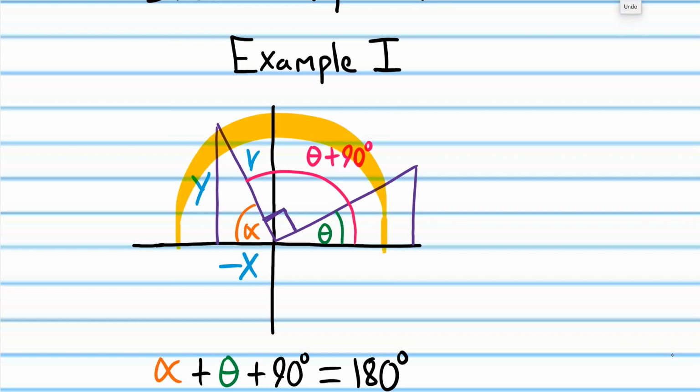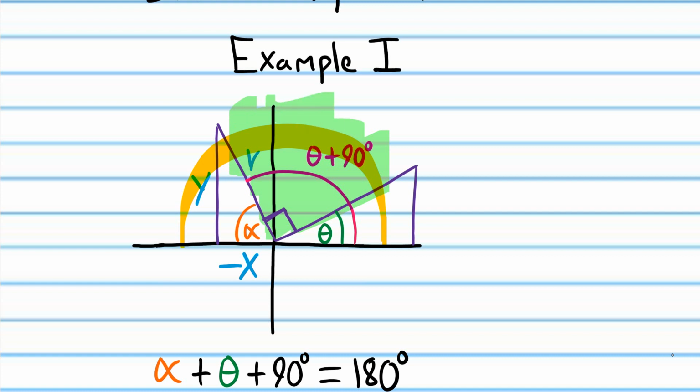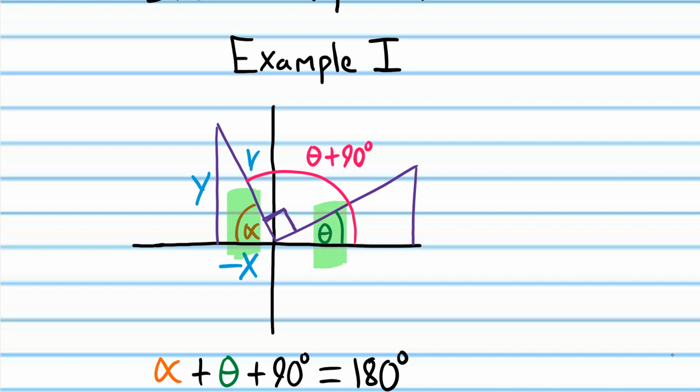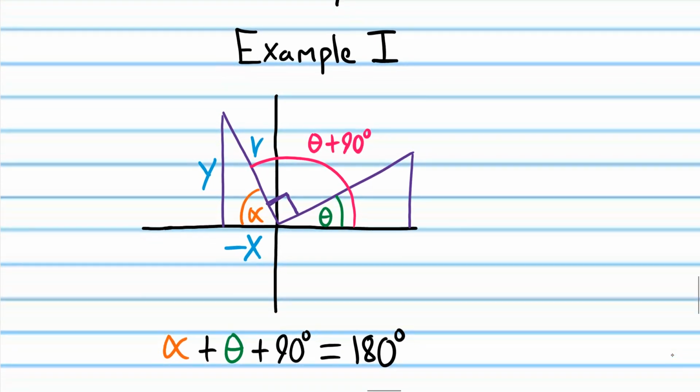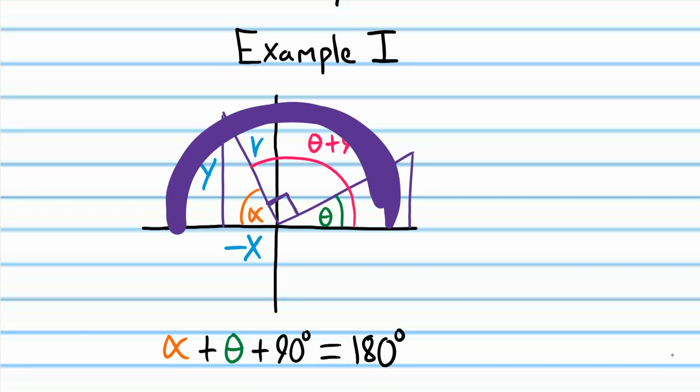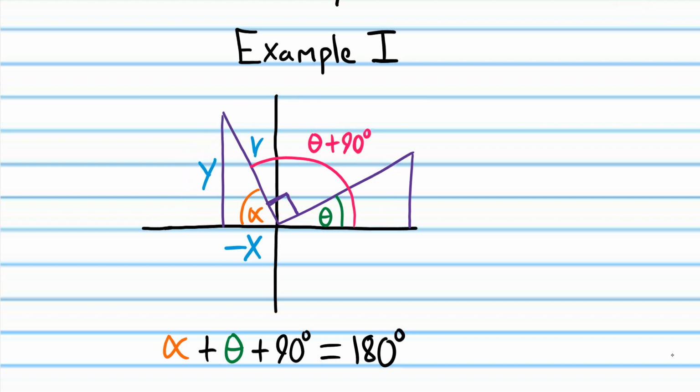Now, what if you subtract the 90-degree angle from that 180 degrees? So you have a half rotation, and then you subtract this green 90-degree angle. Well, what are you left with? You're left with alpha and theta. Now think about this. This is a 180-degree rotation. If you subtract 90 from that 180-degree rotation, you're left with, again, alpha and theta.